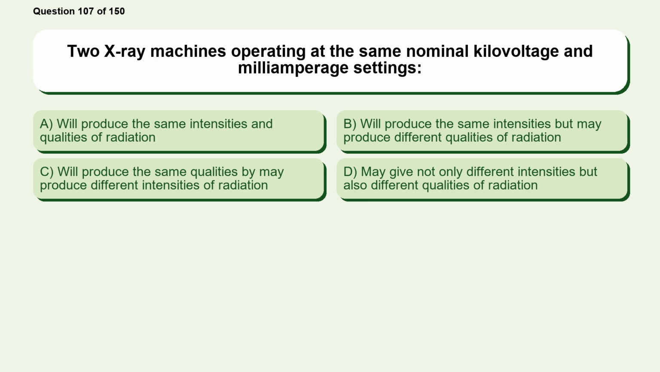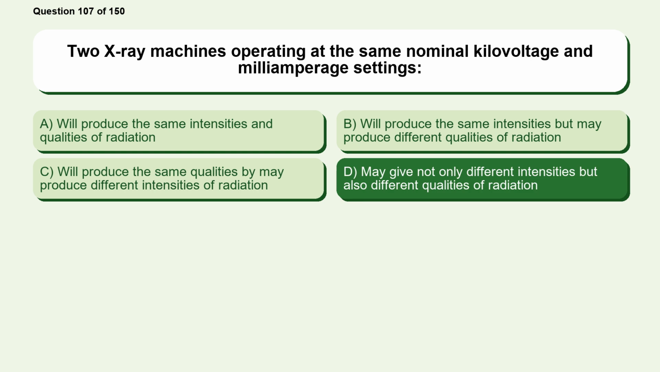Question 107. Two X-ray machines operating at the same nominal kilovoltage and milliamperage settings. Option A. Will produce the same intensities and qualities of radiation. Option B. Will produce the same intensities but may produce different qualities of radiation. Option C. Will produce the same qualities but may produce different intensities of radiation. Option D. May give not only different intensities but also different qualities of radiation. The correct answer is option D.